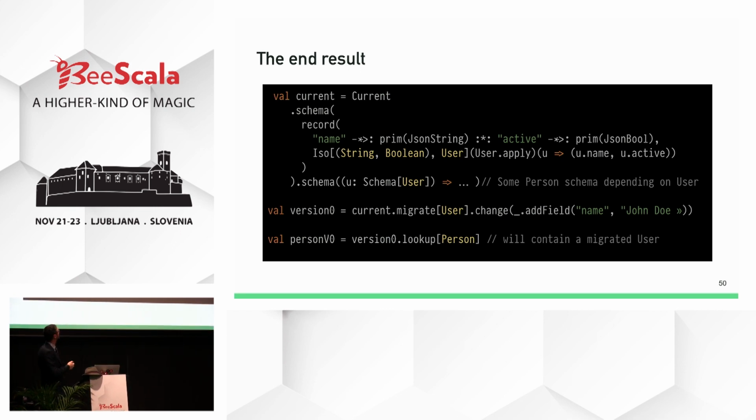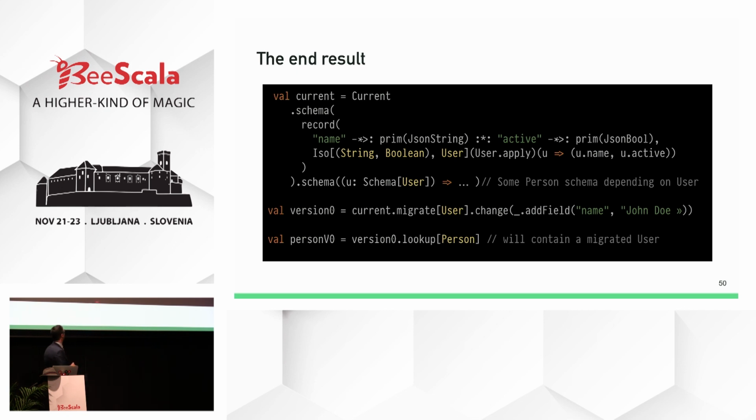I build the schema using the API, and then I can stack on top of it a function that takes a user, a schema for user, and builds a schema for person. That's my current version. Now, what I can do is say, OK, I will migrate this user to get to version 1. I take the current version, I migrate user, and I say, OK, I added this field, a name, with this default value.